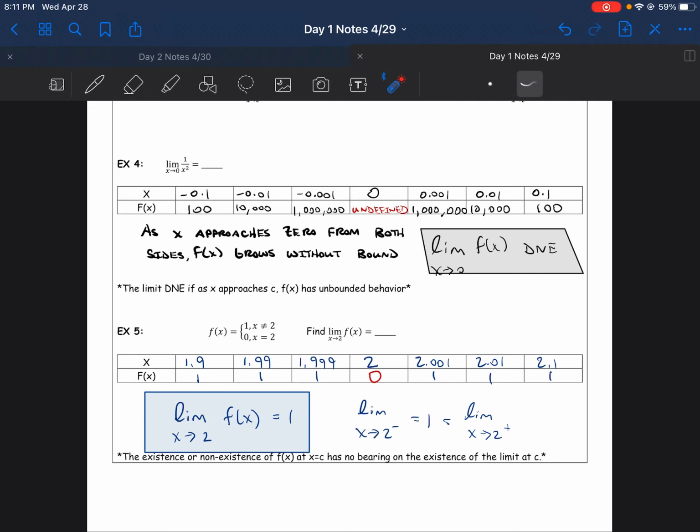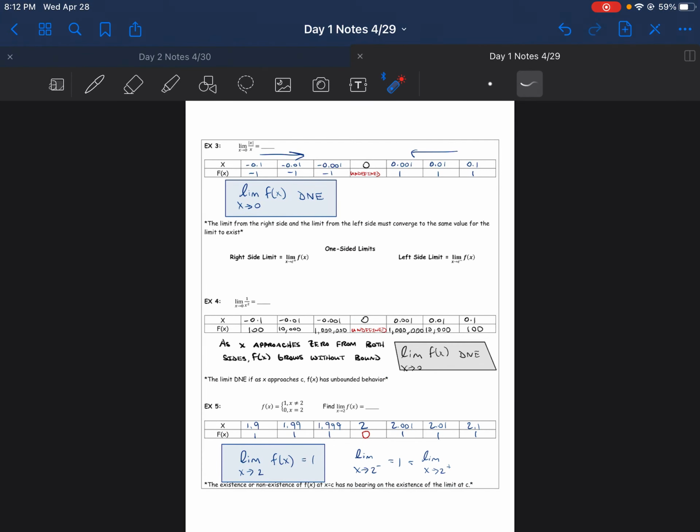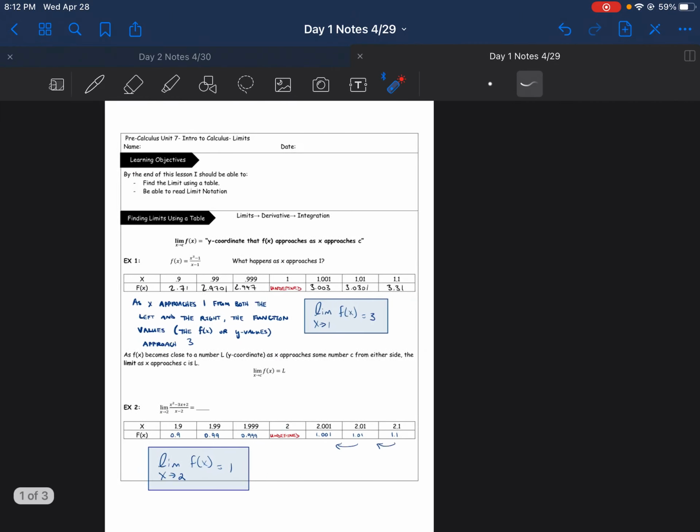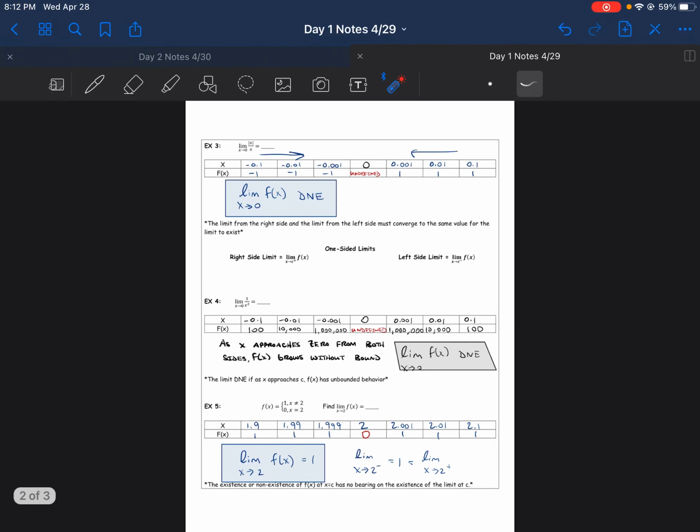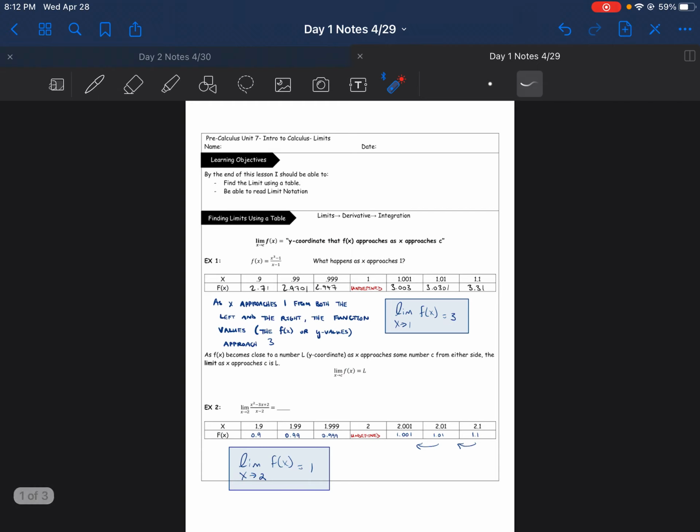What's important to realize here is that whether or not f of x even exists at the input we're interested in has no bearing on the existence of the limit itself. We are looking at what the function values approach around this x value of 2. So this is a very brief introduction to limits from tables. The big takeaway is we are not really interested in the function value at the specific input. We're looking at what's happening around that input. That's going to determine the limit.